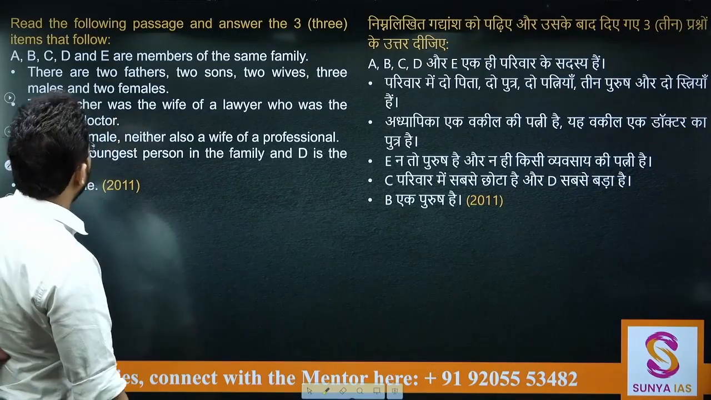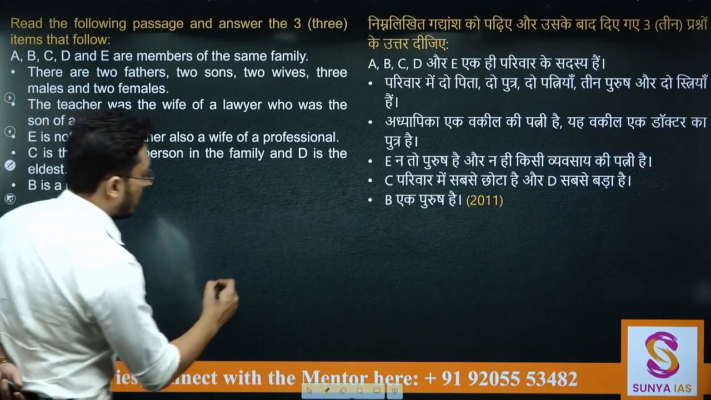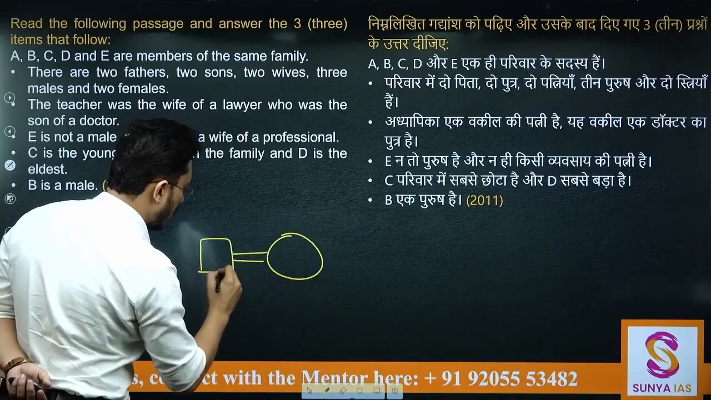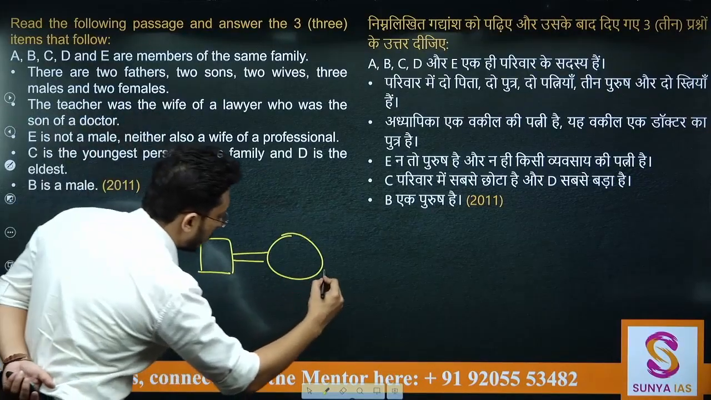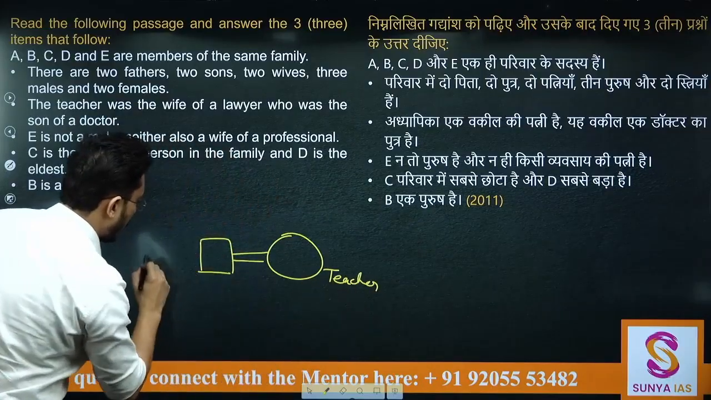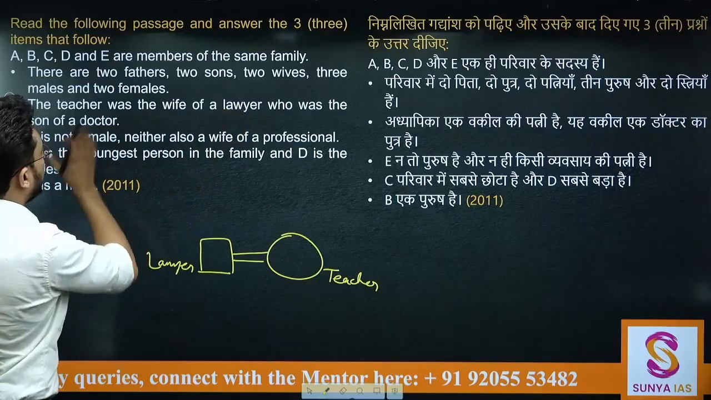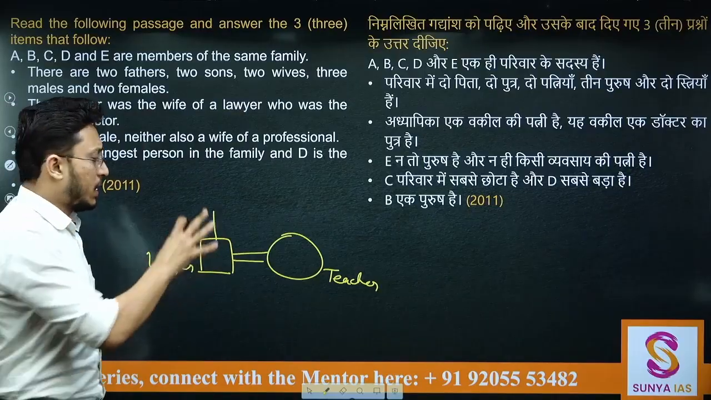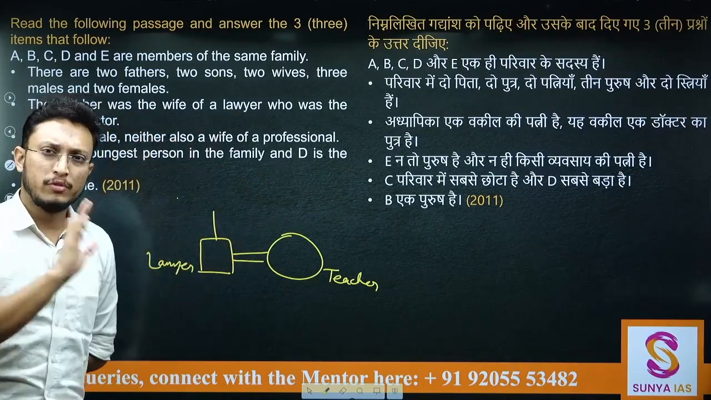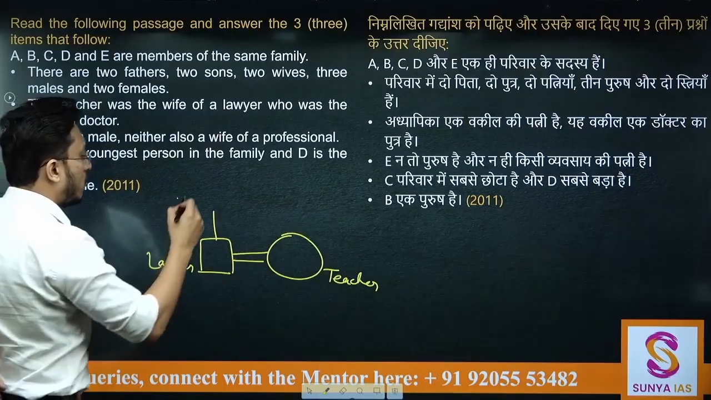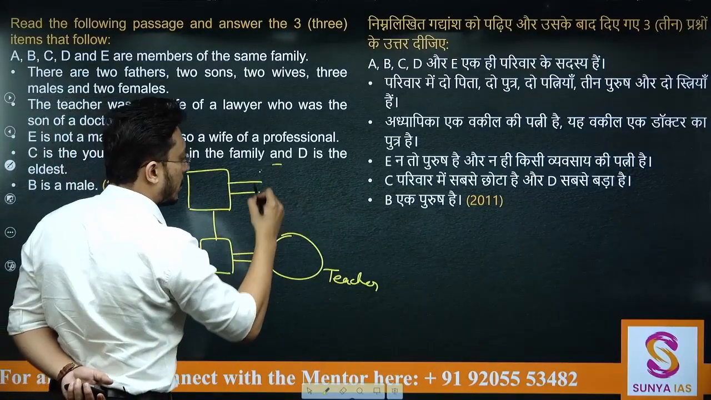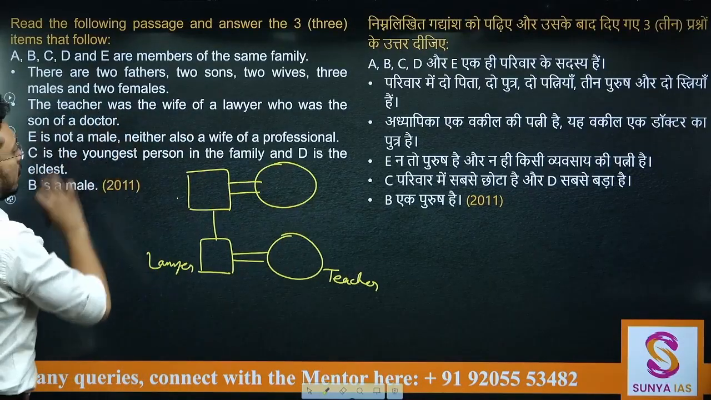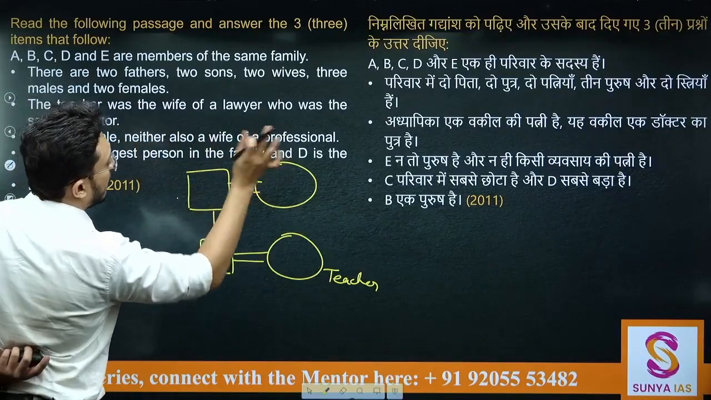Teacher is the wife of a lawyer who was the son of a doctor. So let's say this is the teacher, the wife of a lawyer who was the son of a doctor. So this person was son of a doctor. Now the doctor can be his father also or his mother also. There can be 2 possibilities. So right now I am not marking who is the doctor here, it can be this person, can be this person.